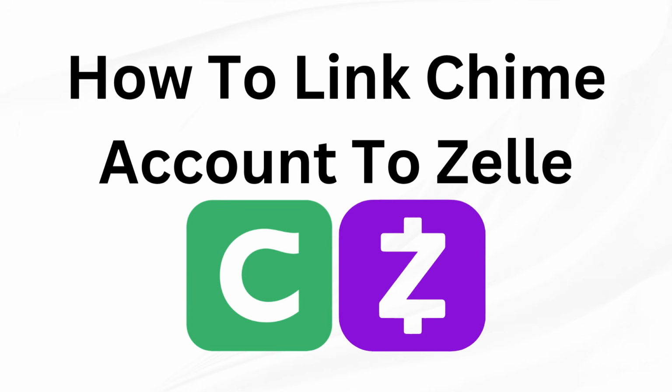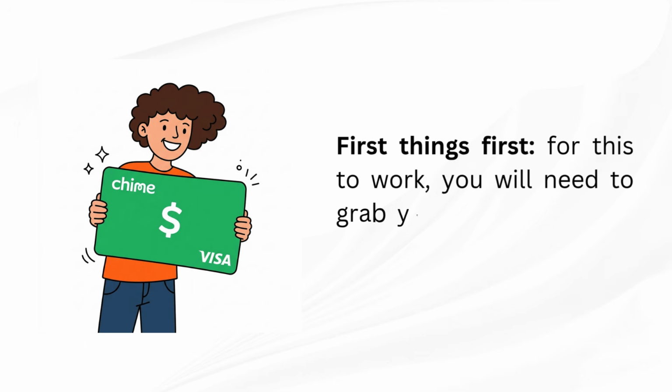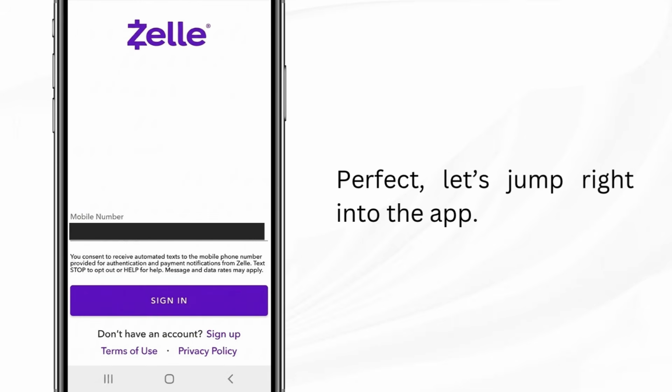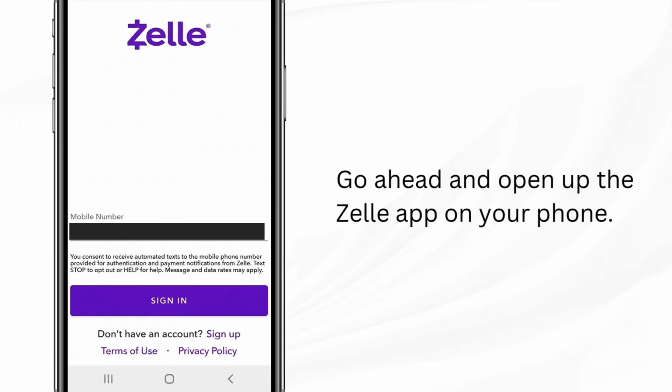How to link Chime account to Zelle. First things first, for this to work, you will need to grab your physical Chime bank debit card. Got it ready? Perfect. Let's jump right into the app. Go ahead and open up the Zelle app on your phone.